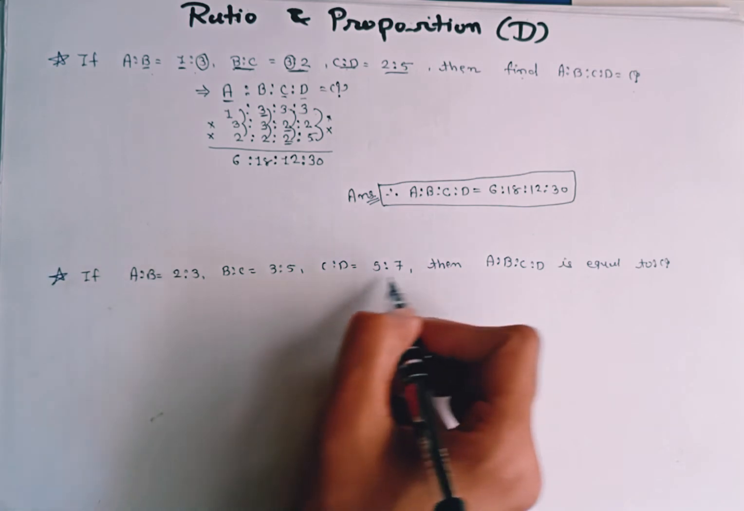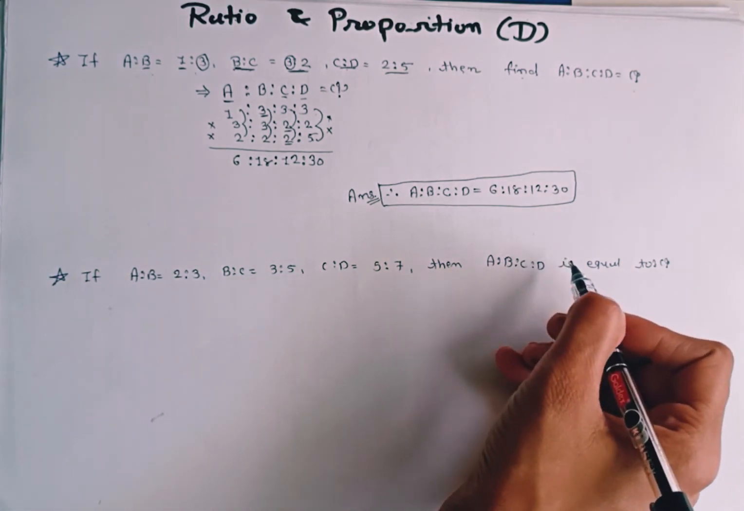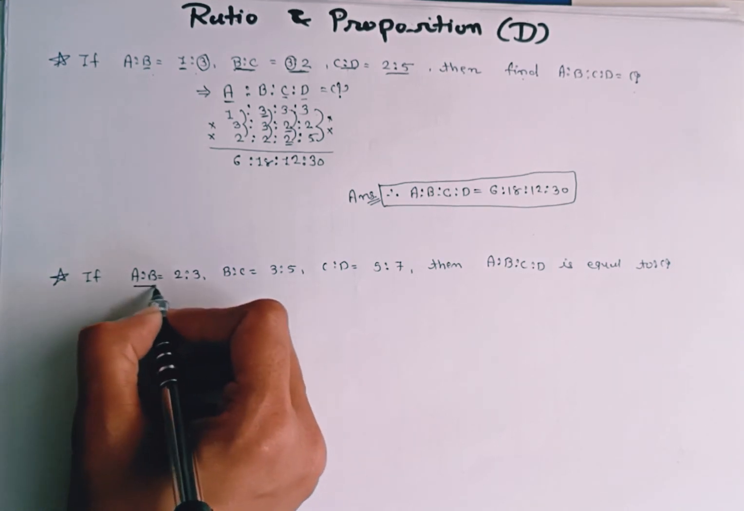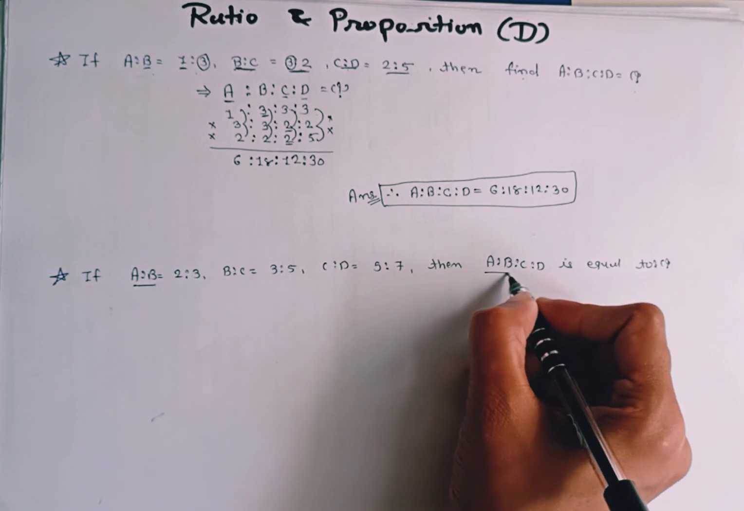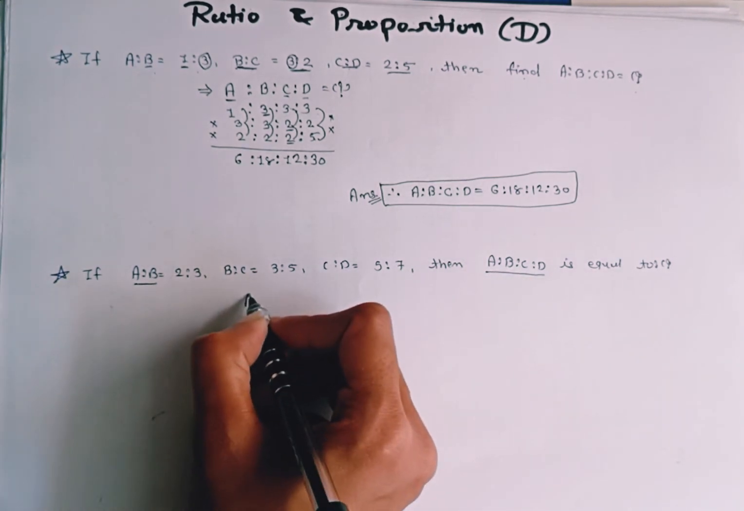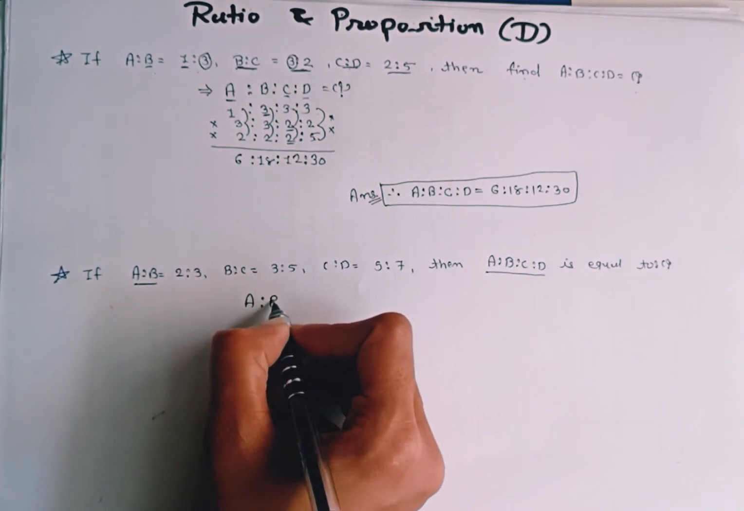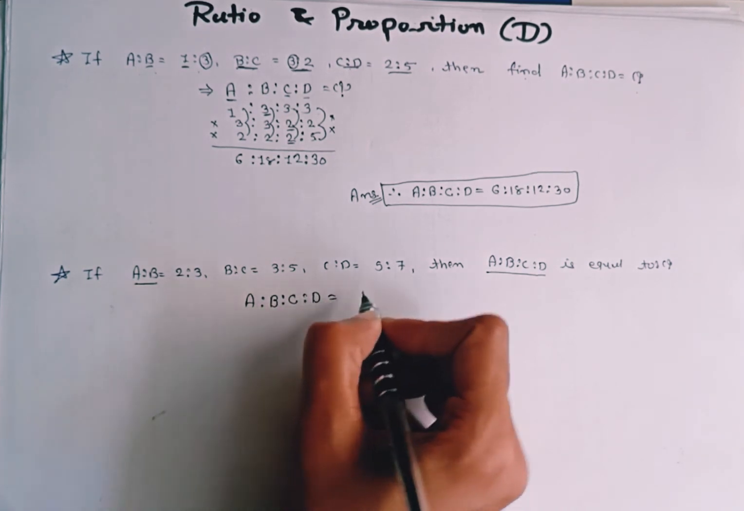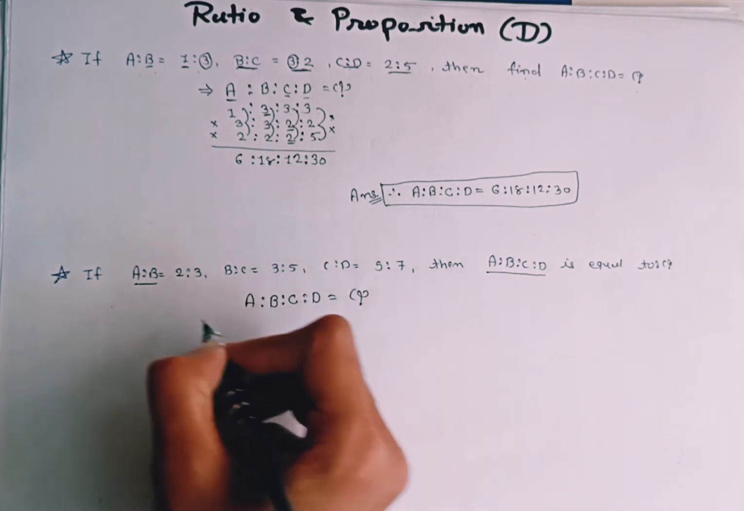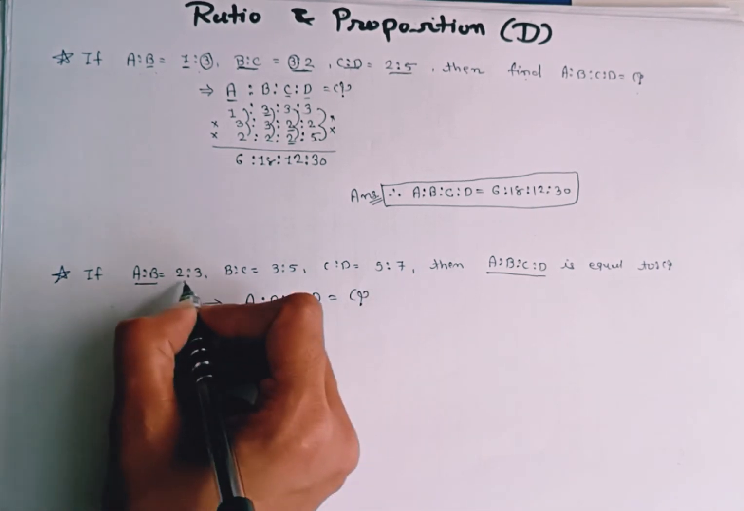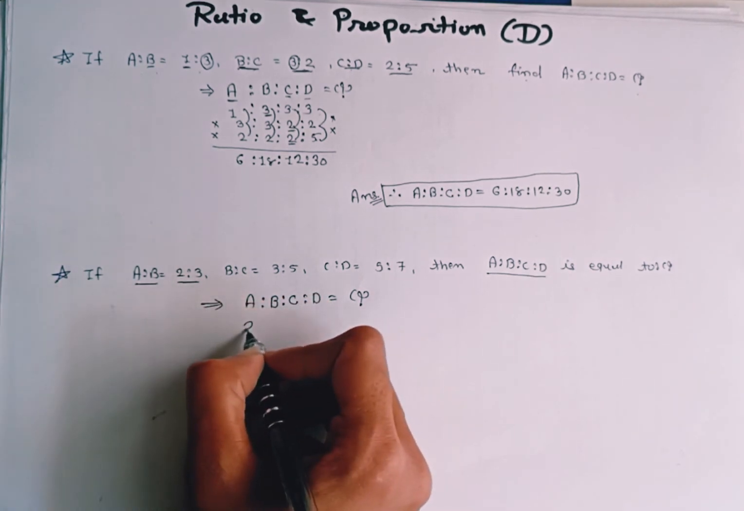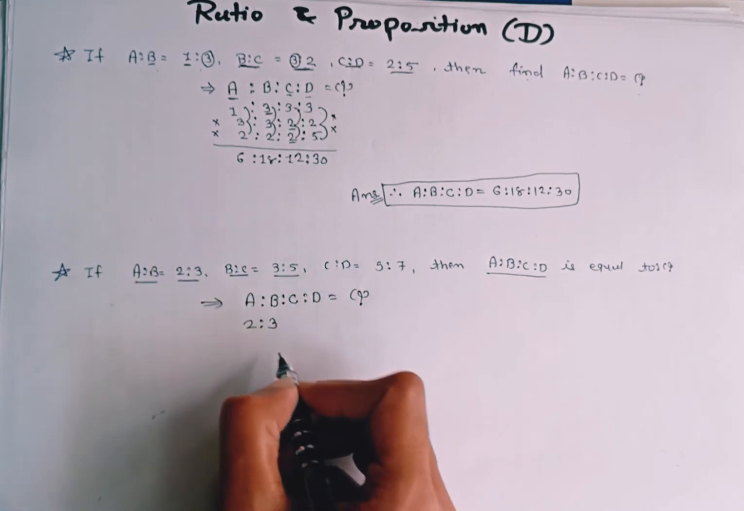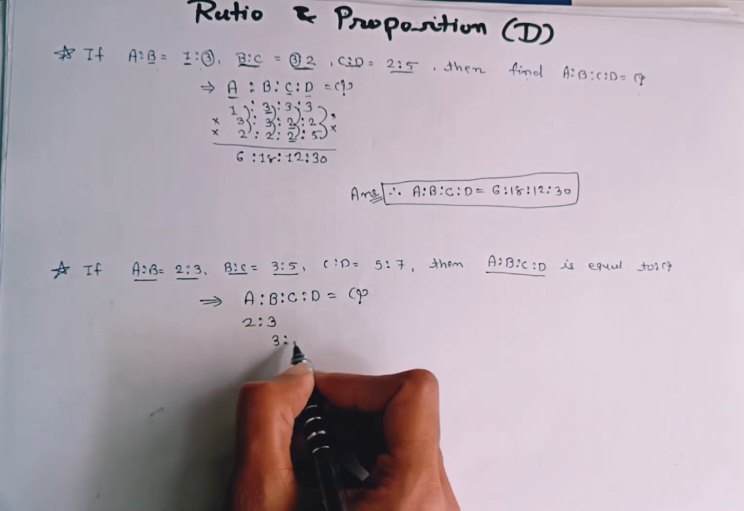Next question. So we will find a colon b colon c colon d is equal to question mark. A colon b is equal to 2 colon 3, so we write 2 colon 3. B colon c is equal to 3 colon 5, so we write 3 colon 5.